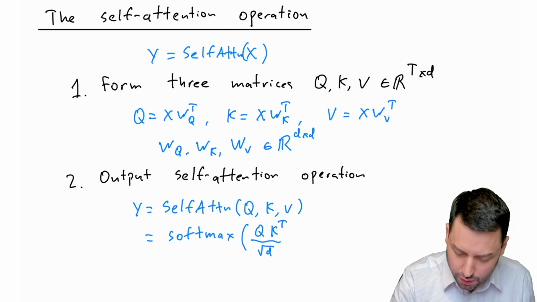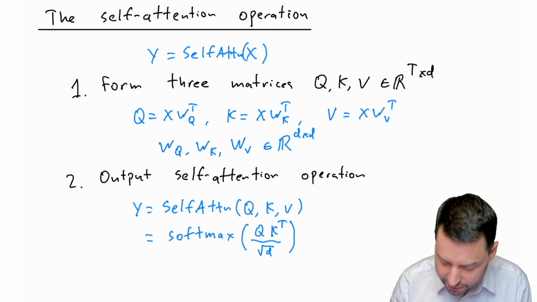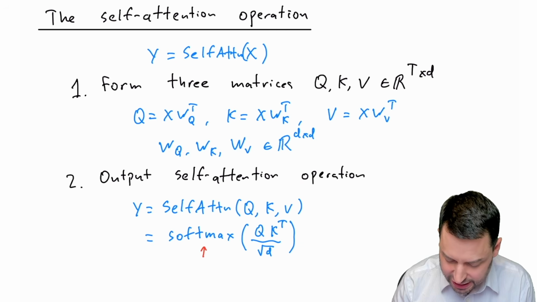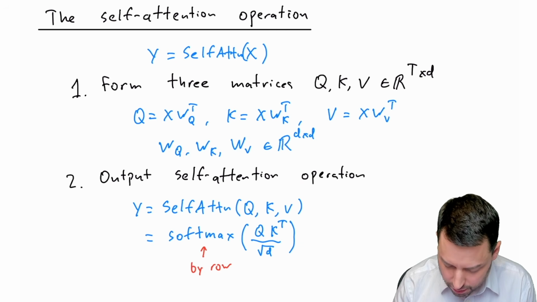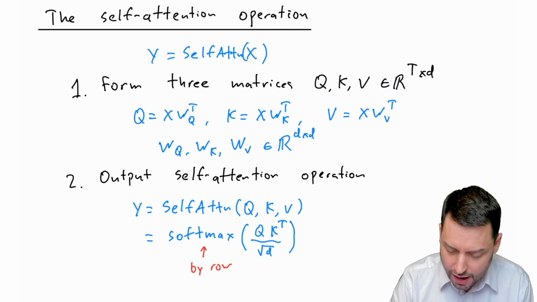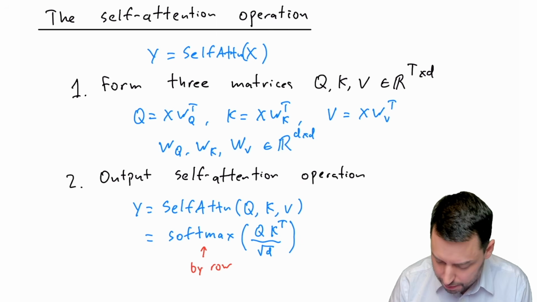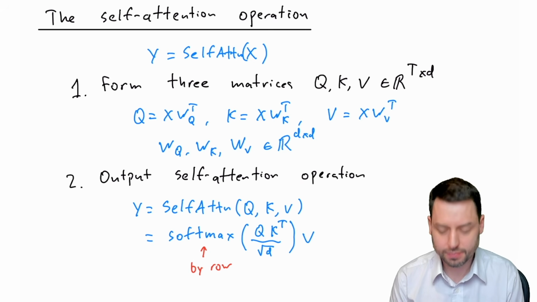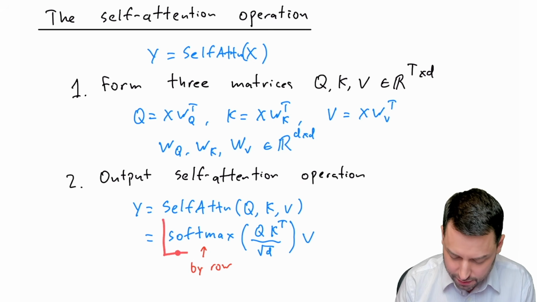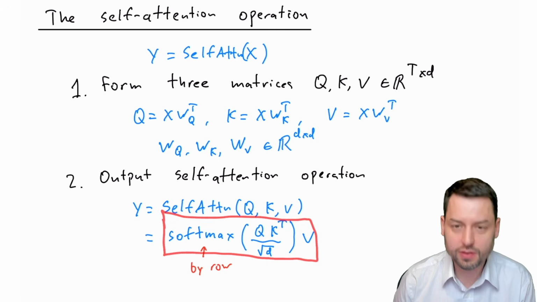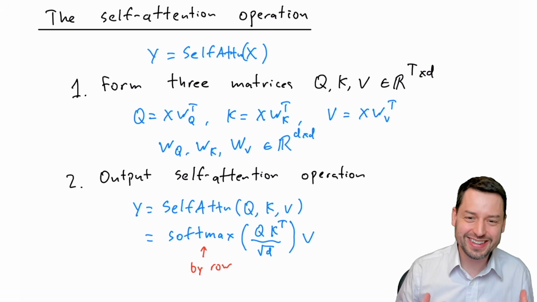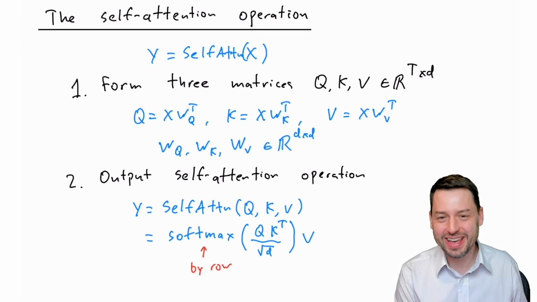And we're going to form the softmax of this. By the way, this really means here the softmax applied to each row in this matrix. I'll talk about the sizes of all this in a second. And then we're going to multiply this whole thing by V. And this operation right here, that's it. This operation here is the self-attention operation. That's the core element that sort of defines every modern AI model.